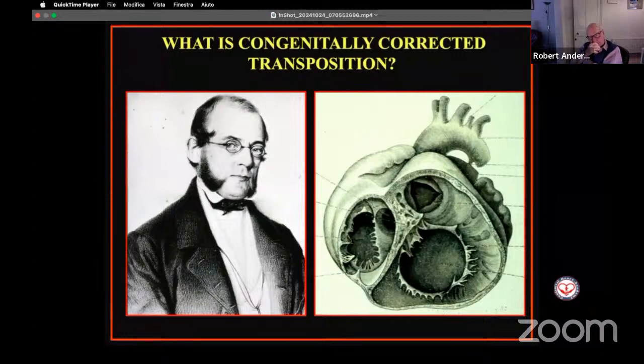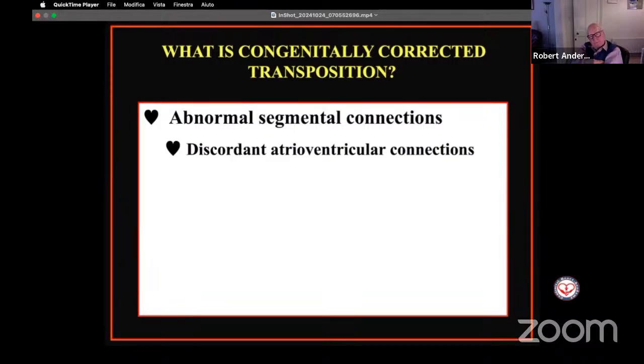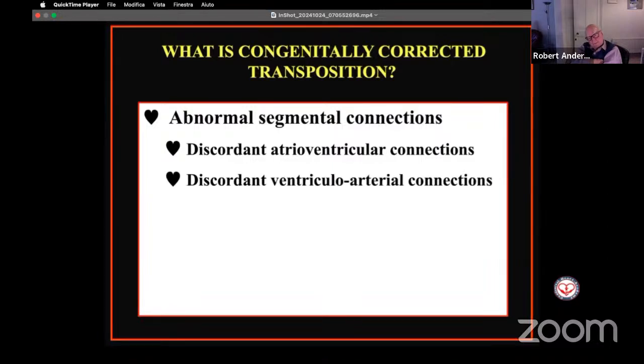So we need to look at the anatomic arrangement that produces the lesion we are discussing today. And to emphasize again, it is abnormal segmental connections. So there are discordant connections across the atrioventricular junctions. And then the situation that congenitally corrects the arrangement is the fact that there are also discordant connections across the ventricular arterial junctions. It can occur usually in either the usual or mirror imaged arrangement of the atrial chambers. We're going to show you that also.